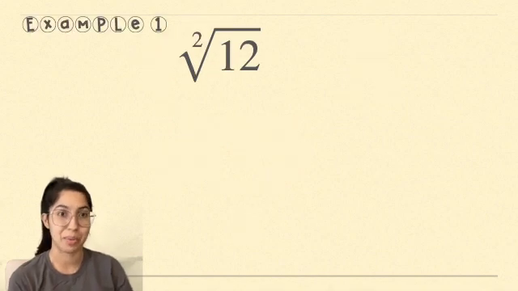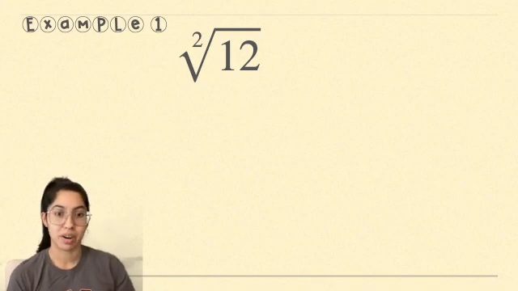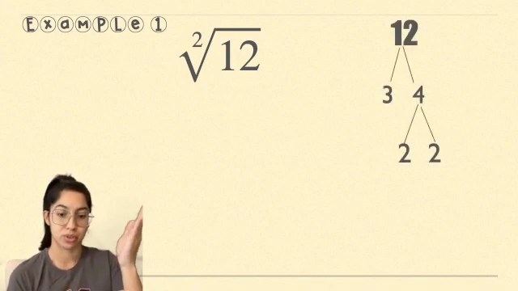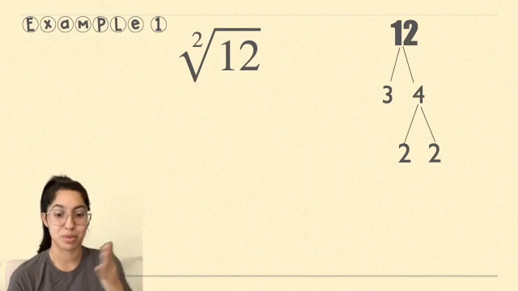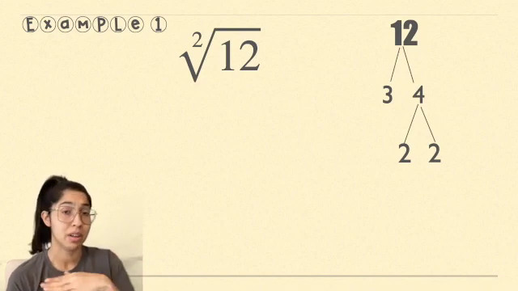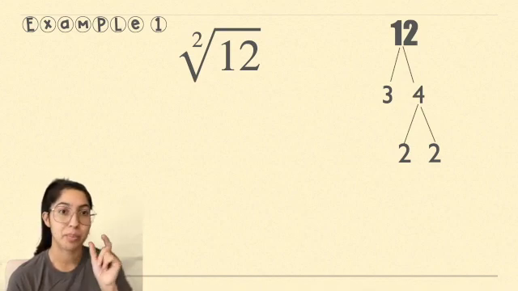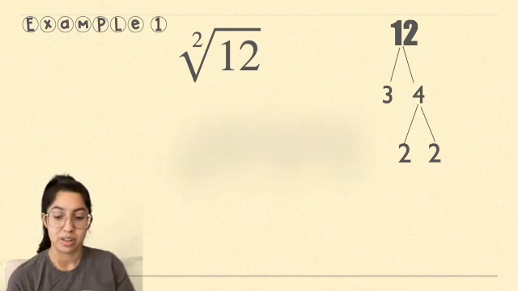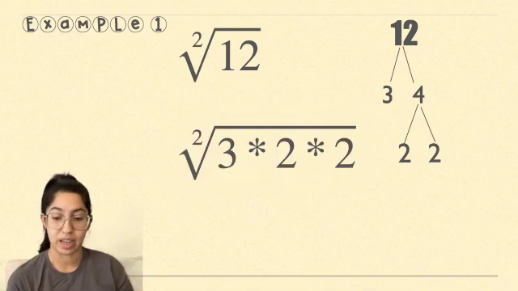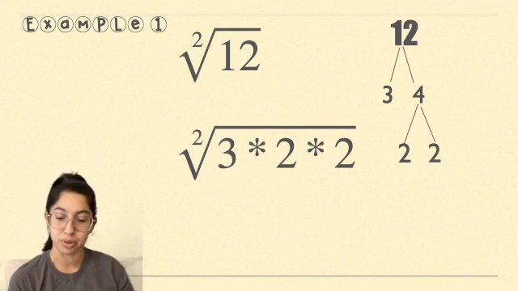Okay, so example 1. Let's look at the square root of 12. So same thing. We are going to make a factor tree. So 12 becomes 3 and 4, and you could have done 6 and 2. It's your choice. So 3 and 4, 4 breaks down further into 2 and 2. So really we want the prime factors. So I'm just looking at 3, 2, and 2. So I'm going to rewrite my radical as 3 times 2 times 2.